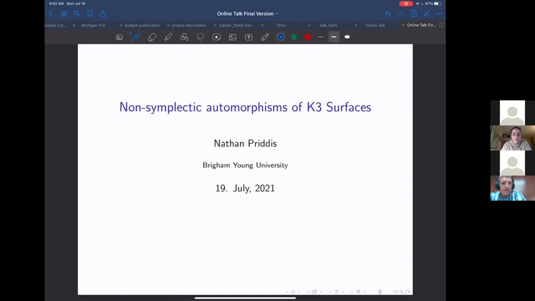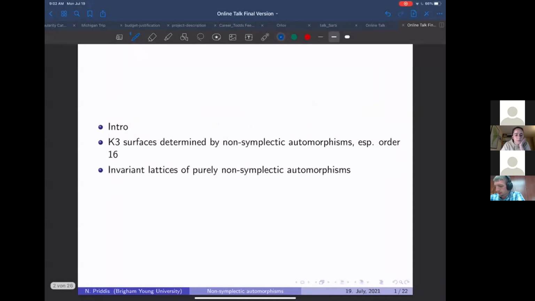So my title is Non-symplectic Automorphisms of K3 Surfaces. I think Alessandra said a few more words on there too, so those are all in my talk too. What I'm going to talk about is mostly joint work with our organizers, Paula and Alessandra. But let me just jump right in.